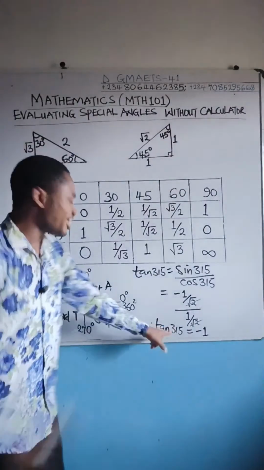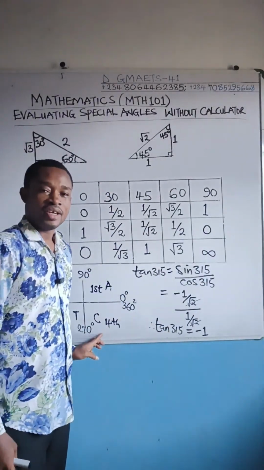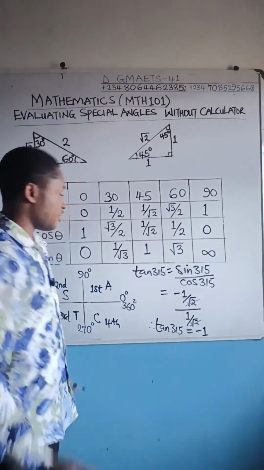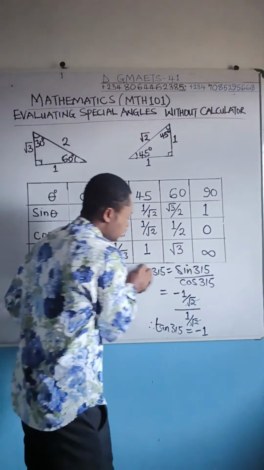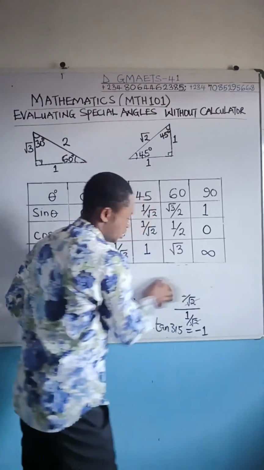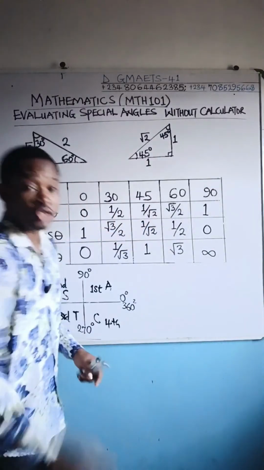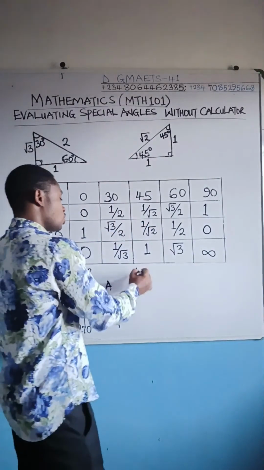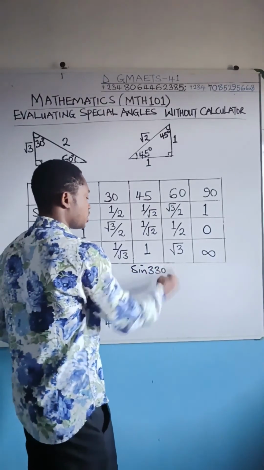But this tan 315 is in the fourth quadrant. Tan is negative there. It's only cos that is positive. So tan 315 is minus 1. Let us move on to the next special angle. The next special angle from 315 is obtained by adding 15 to 315. So we are going to evaluate sine 330. That's the next special angle.